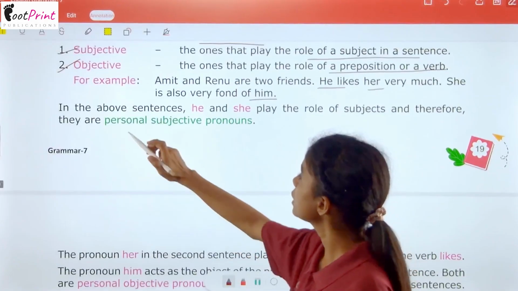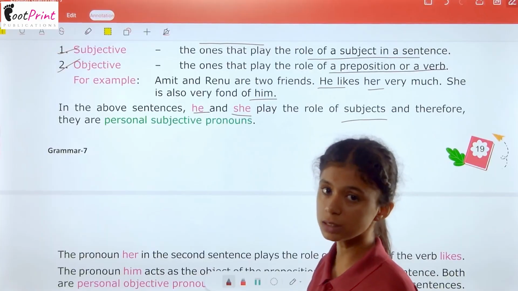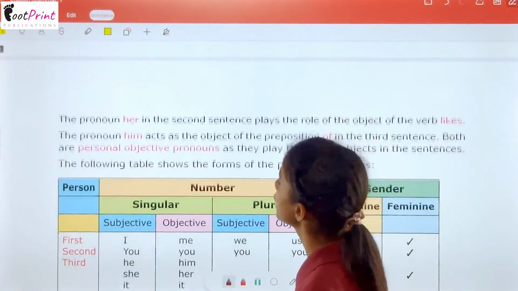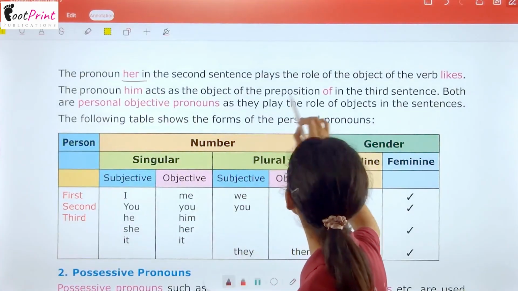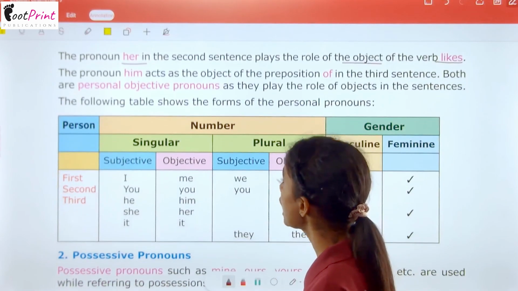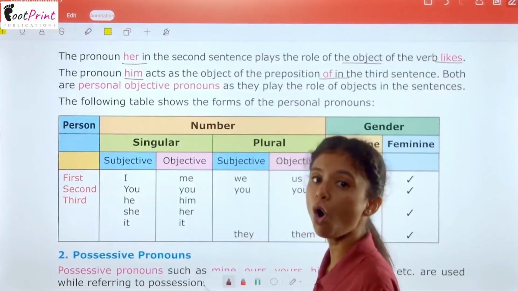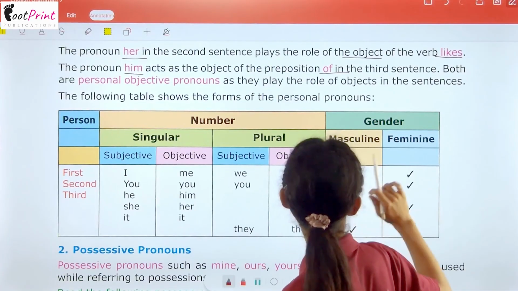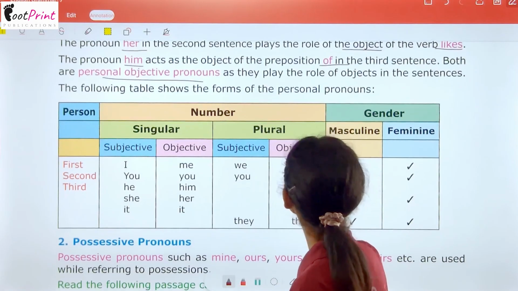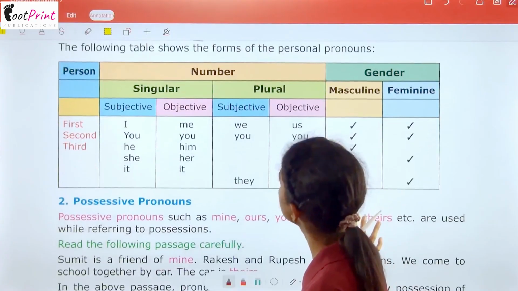Now, in the above sentences, he and she play the role of subjects, and therefore they are personal subjective pronouns. But the pronoun her in the second sentence plays the role of the object of the verb likes, and the pronoun him is also acting as the object of the preposition of, in the third sentence. Both are personal objective pronouns as they play the role of objects in the sentences. Okay children, I hope you understood it well.